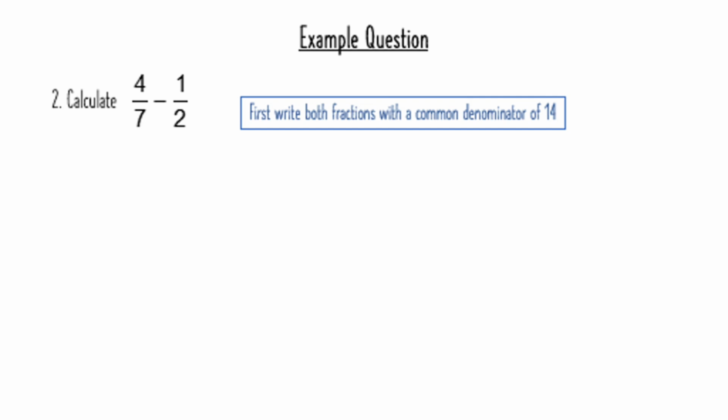Now, to get from 7 to 14, we multiply by 2. So we had to multiply the 7 by 2 to get 14. This means we have to multiply the 4 by 2 as well. So that gives us 8. So now we have 8 over 14.